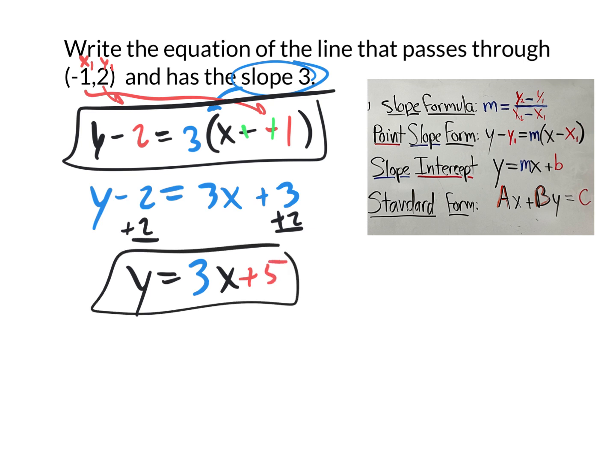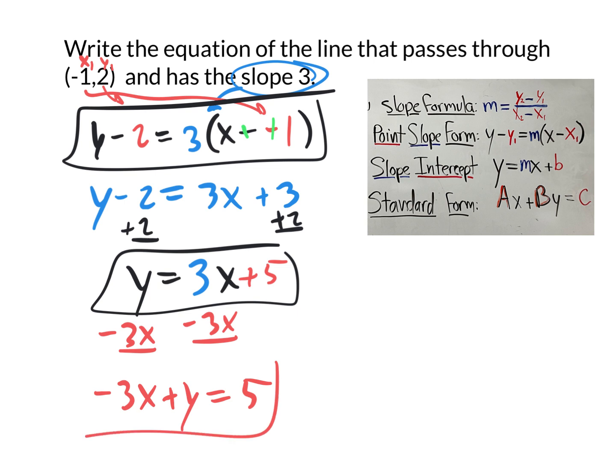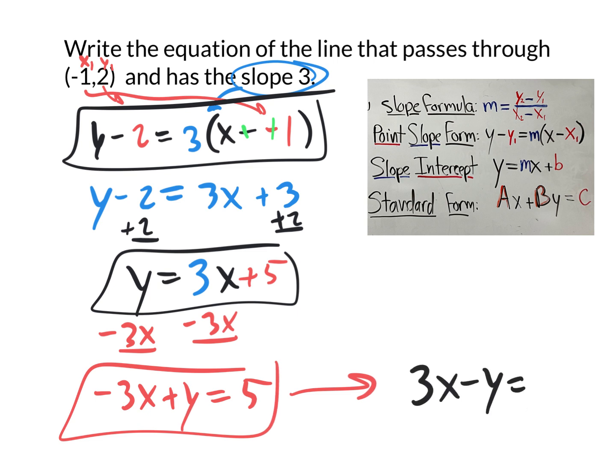And now for standard form, all I have to do is move that x term to the other side. So we are going to subtract 3x, rewrite it. Negative 3x plus y equals 5. That's your standard form equation. But it could also be written by multiplying everything by a negative 1, making that first term positive. 3x minus y equals negative 5. That's another equally correct answer for standard form.